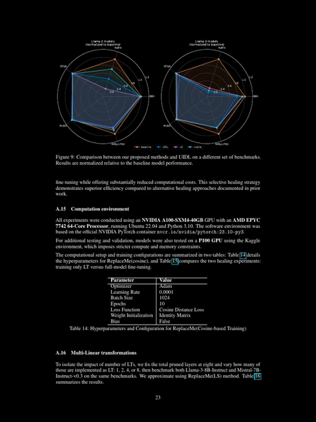Multilinear transformations. To isolate the impact of the number of LTs, we fix the total pruned layers at 8 and vary how many of those are implemented as LT: 1, 2, 4, or 8. We then benchmark both Llama 3-8B Instruct and Mistral 7B Instruct v0.3 on the same benchmarks. We approximate using the ReplaceMe LS method. Table 16 summarizes the results.